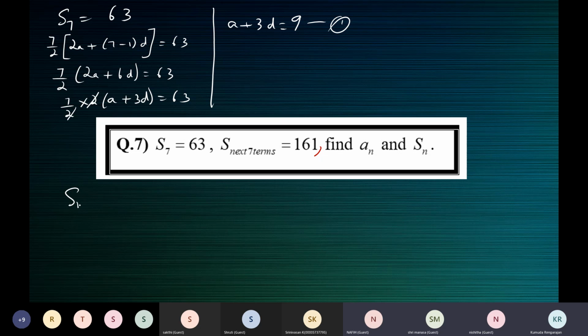So the sum of the next 7 terms is 161. That means A8 plus A9 plus A10 plus A11 and so on till A14 is 161. Next 7 terms, you can count 8, 9, 10, 11, 12, 13, 14. After the 7th term, the next 7 terms meaning from the 8th one, 8, 9, 10, 11, 12, 13, 14.